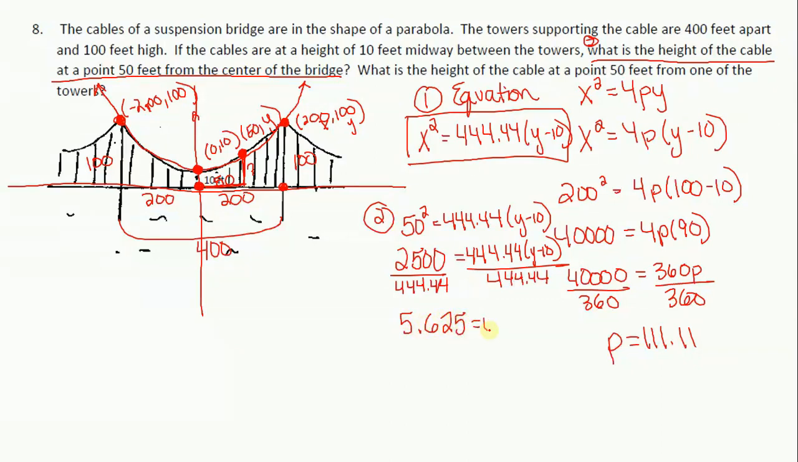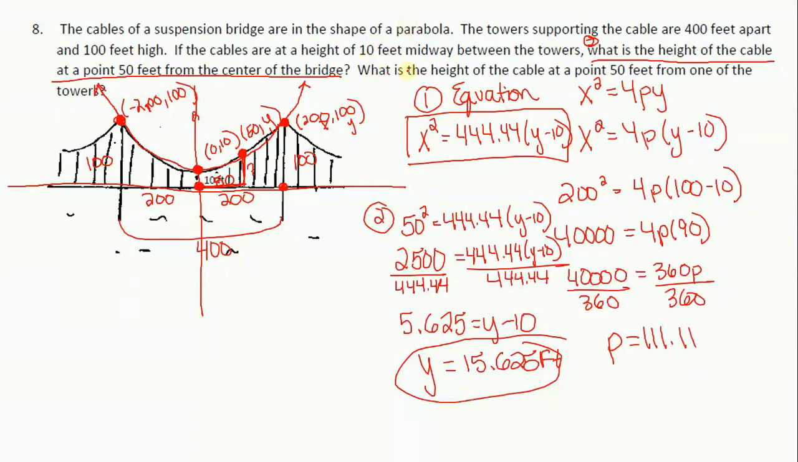So then I get 5.625 equals y minus 10. So that tells me y is 15.625 feet. So what does that mean? That means if I go 50 feet from the center of the bridge, my cable is going to be 15 feet off the ground. So 50 feet away from center, I am 15 feet off the ground. Now let's check the next section.